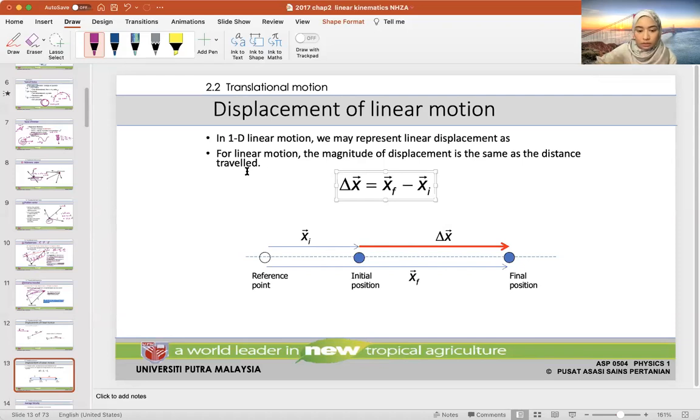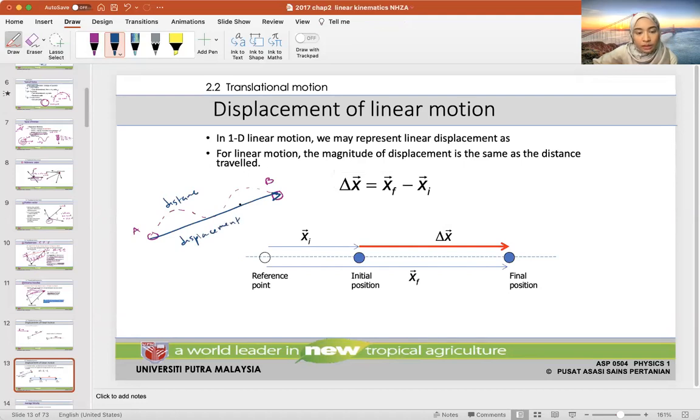Okay. So what does this mean? Tadi I talked about semut, right? I talked about semut and semut tu jalan macam ni. This is the reference point and this is the final point. Point A, point B. So the vector of displacement is this way. And this is the distance. This is displacement. Okay, but this is 2D. As you can see here, the distance, dia ada X and Y component. So it's 2D. So this is not linear motion.